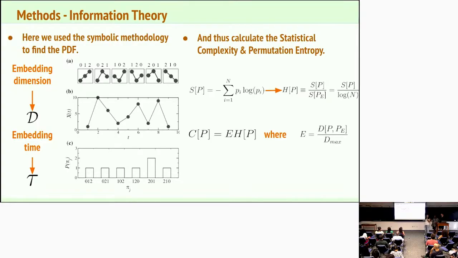So after they find the PDF, you can calculate the entropy and the complexity. The entropy basically is a measure of information, so how much information we have in the time series. And the complexity is, for example, a mixture of symmetry, organization, etc.